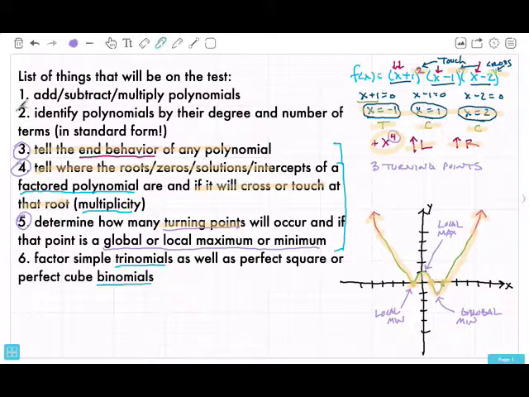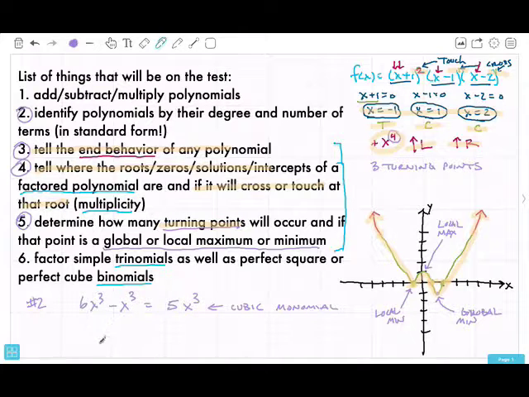Number 2, identify polynomials by their degree and number of terms. Okay, that's a simple one. So for number 2, it was simple things like I said, 6x to the third minus x to the third. Well, those are like terms. This is not a binomial just because there are 2 pieces. These are like terms, so you can simplify this to 5x to the third, and this is a cubic, because the largest power is 3, a cubic monomial. Largest power is 3, so that's a cubic function, and it's 1 part, so it's just a monomial.